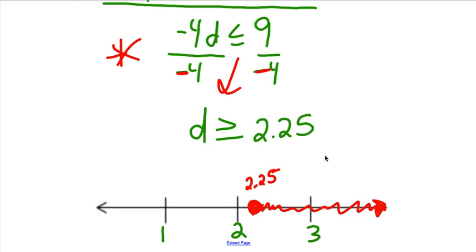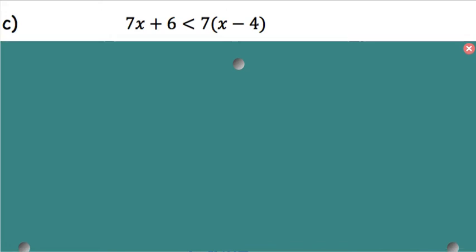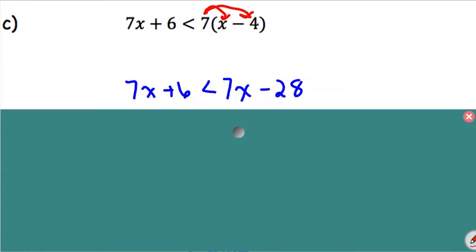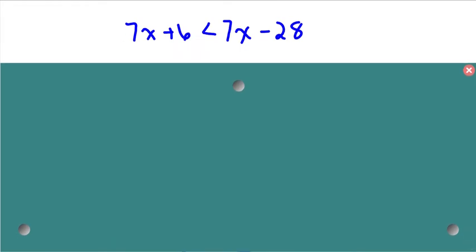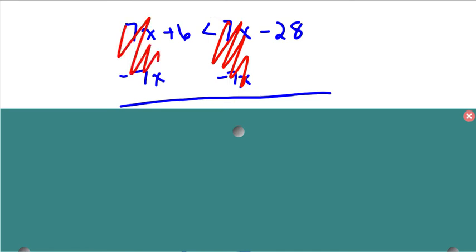All right, the next two I have done for you, so if you want to pause the video and go through and try it and see what happens, you can do that, but you could just follow along with me here. So let's see what we get. First of all, we have to do our distributive property. So 7 times x is 7x, and 7 times negative 4 is negative 28. So that's what we get after the first step. Now we got to move a number or a variable, one of the two, it doesn't matter. So I'm going to move this 7x, so subtract 7x, and they cancel out. But they also cancel out here.